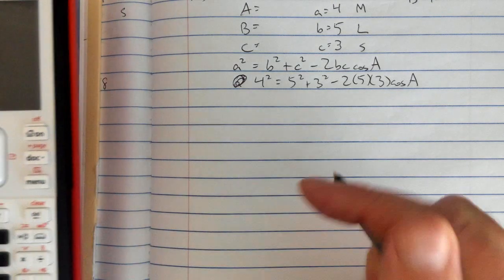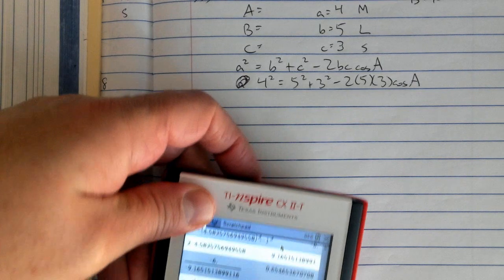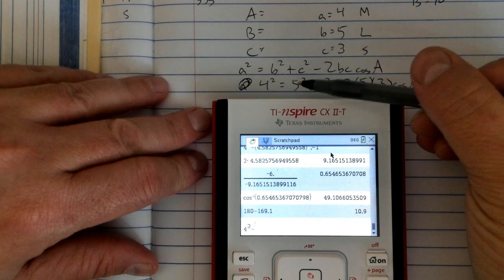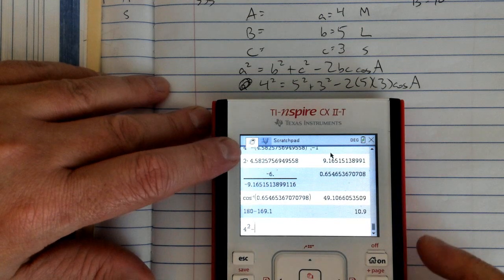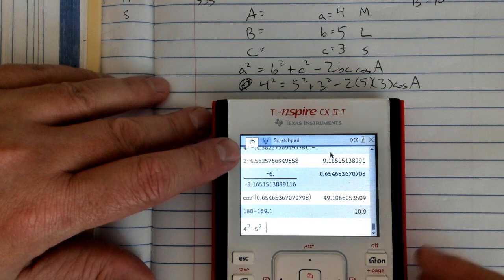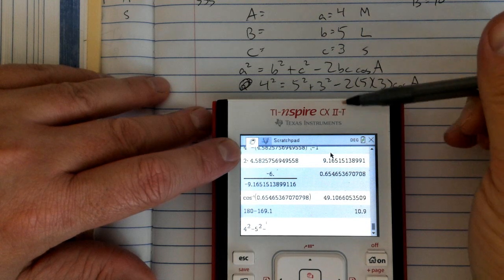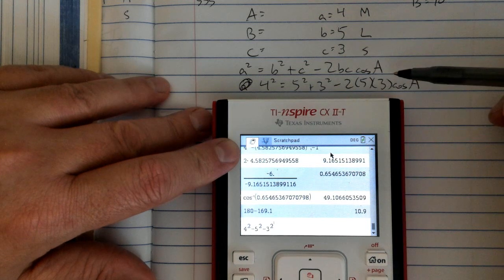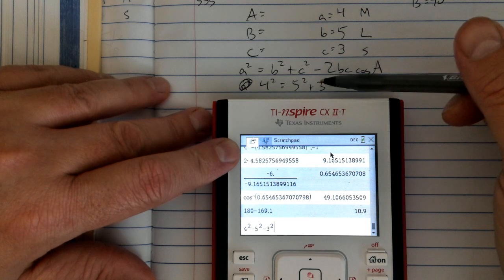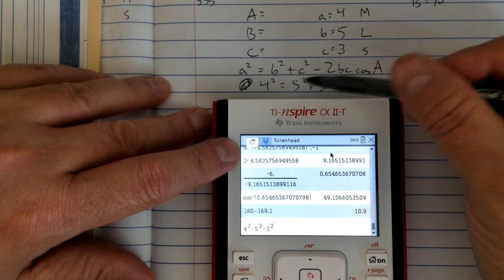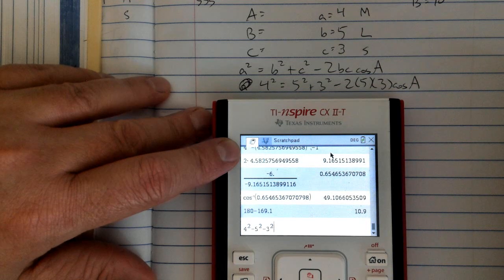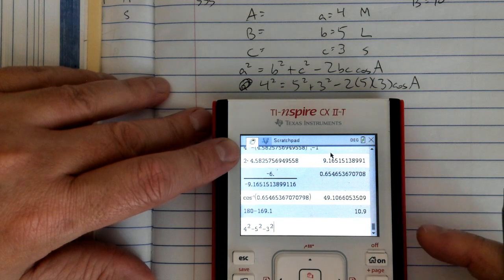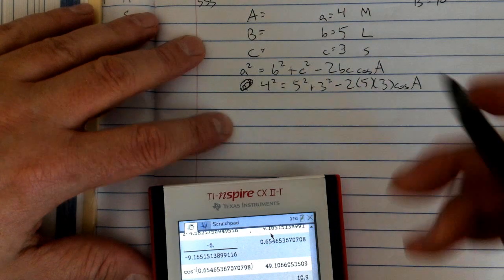So on the calculator we go 4 squared minus, because we're going to bring this term over, 5 squared minus, we're going to bring this term over, which is 3 squared. The reason why we can bring those over is because those don't have cosine. So those are the constants. They're not variables, they're constants for those three. And so we get negative 18.